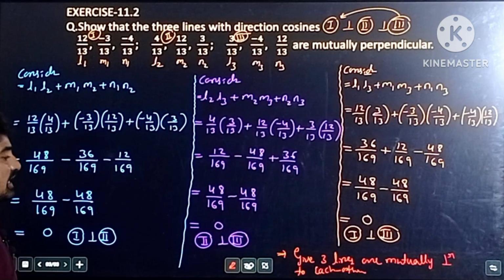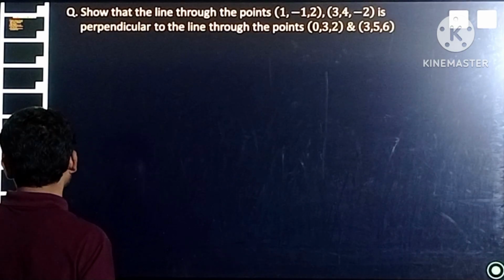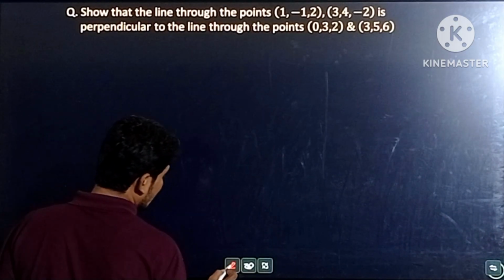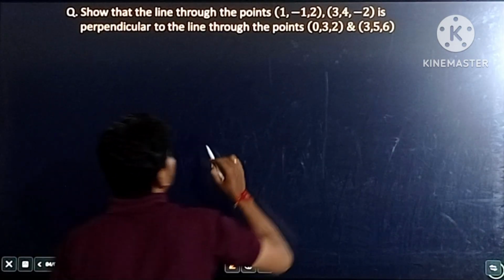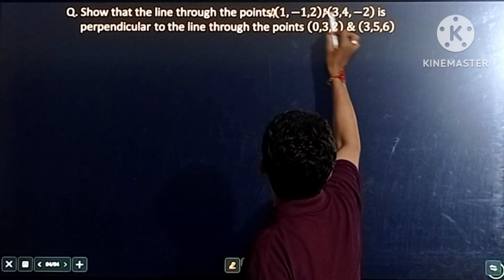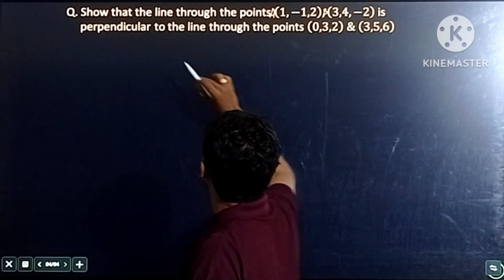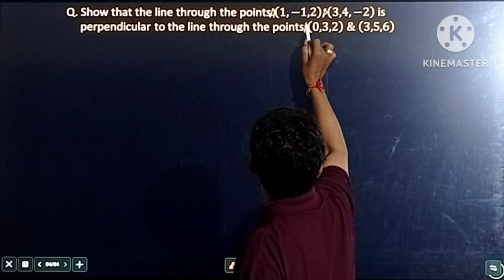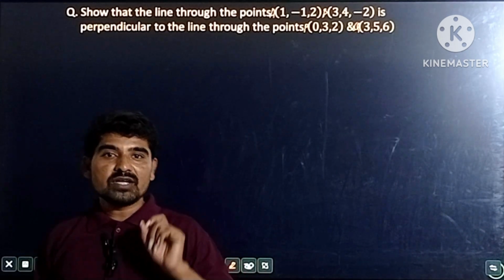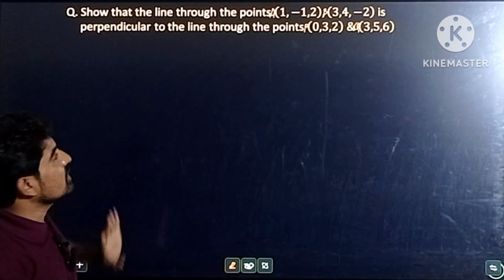So let's start the second question. And the second question is, show that the line through the points A and B is perpendicular to the line through the points P and Q. So here we need to prove that the given two lines are mutually perpendicular to each other.